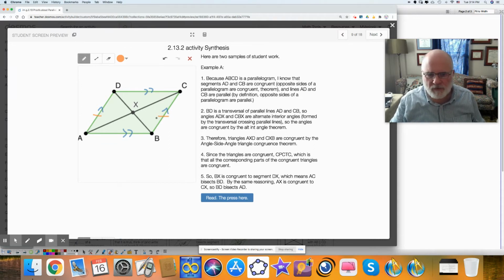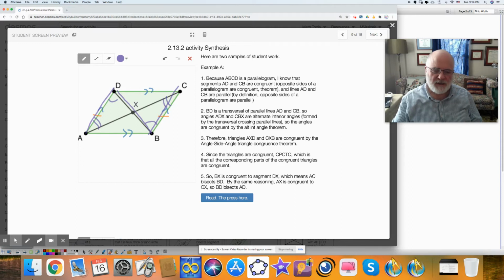And lines AD and CB are parallel by definition. So since these are parallel, since BD is a transversal crossing parallel lines, by the alternate interior angles theorem, these two angles have to be congruent. And I'm going to say that AC is also a transversal crossing those same parallel lines, so these two angles have to be congruent as well. I didn't say that in the write-up, and I should.